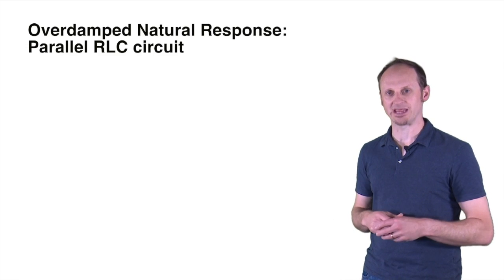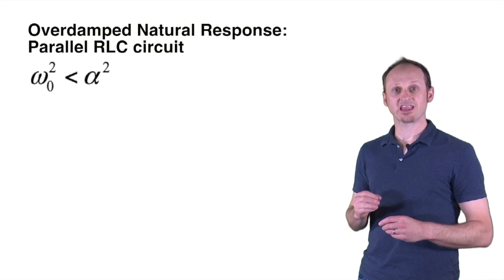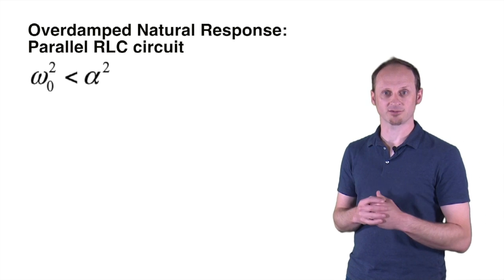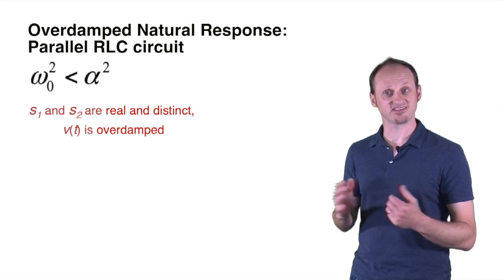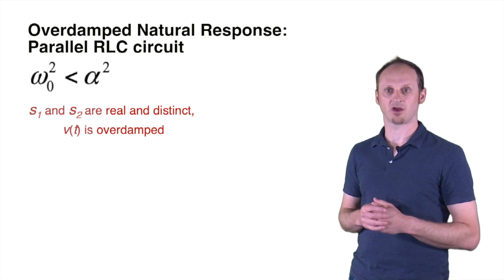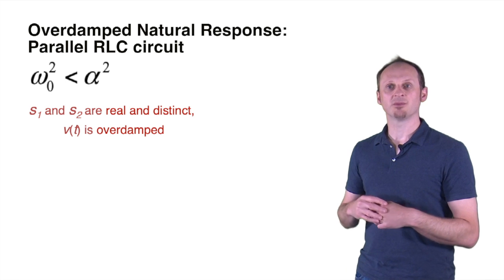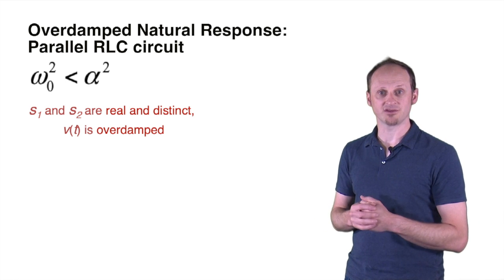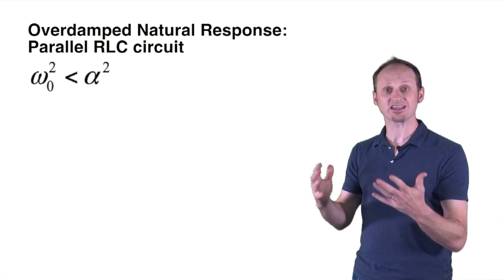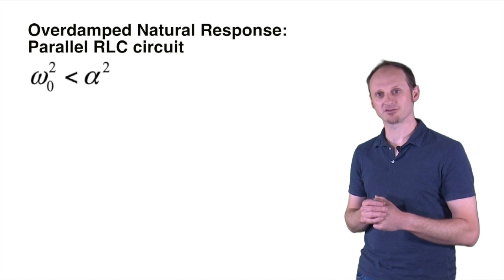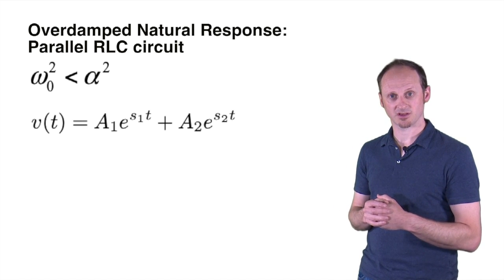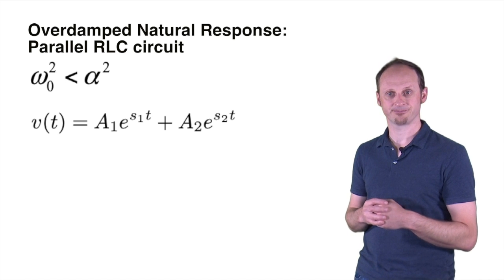Let's focus in on the first case, where omega naught squared is less than alpha squared. And we call that the overdamped case. In this case, S1 and S2, those characteristic roots, are real and distinct, and Vt is overdamped. So if we know S1 and S2, completing the description of the overdamped natural response means that we still have to find these two other constants, A1 and A2, as part of the general solution.